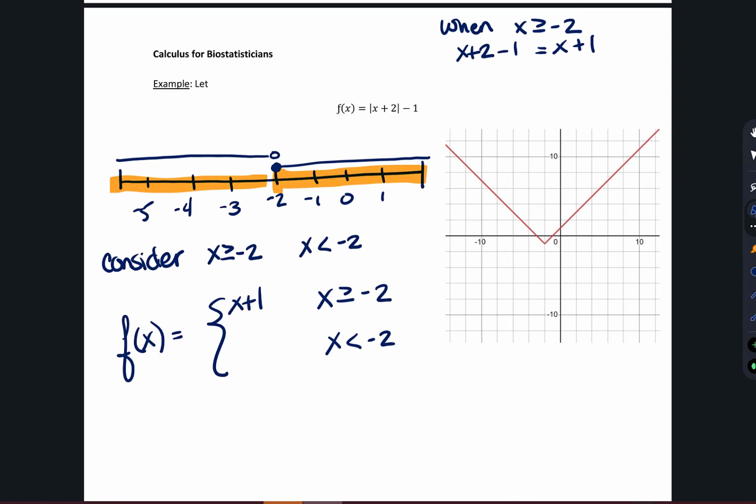Now, in the second case, when x is less than -2, I know that whatever value is inside of the absolute value would end up being negative. And so here, what I would end up with is the negative of x plus 2, minus 1. And so I would have minus x minus 3.